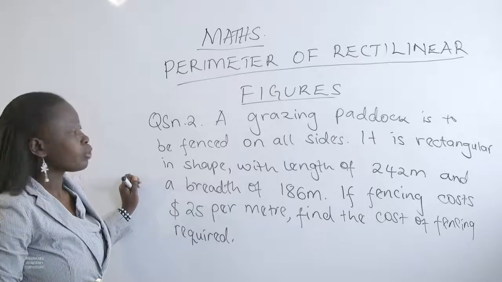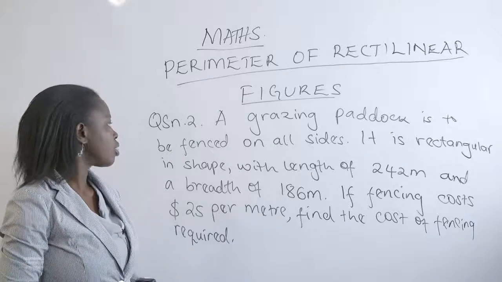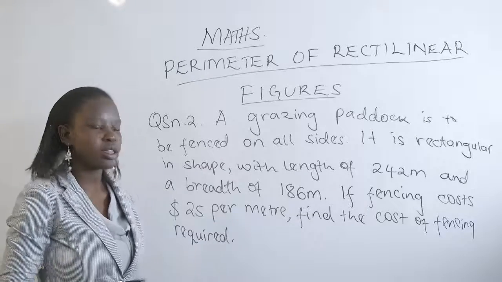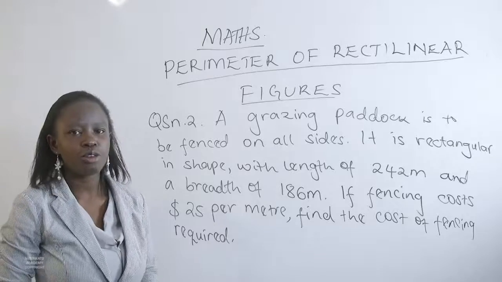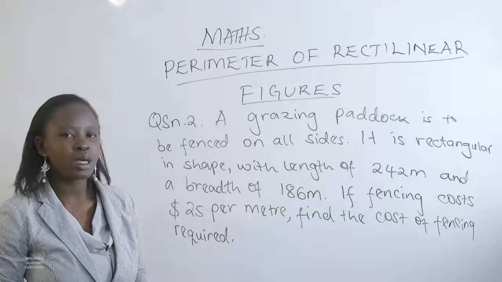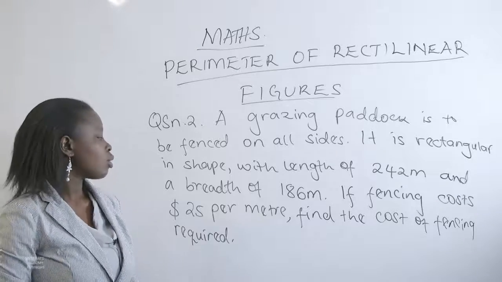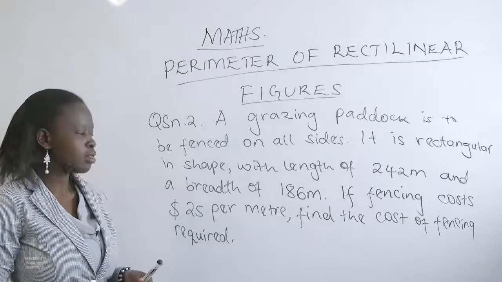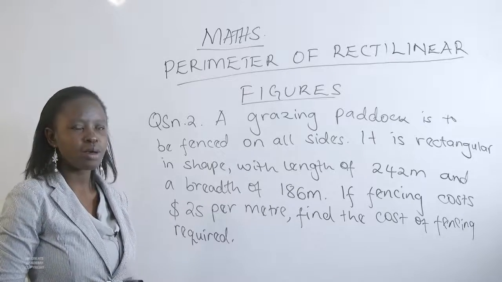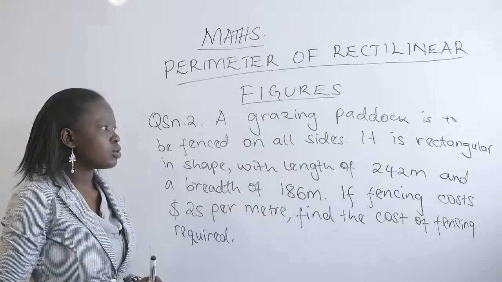So we have a question that a grazing paddock is to be fenced on all sides. It is rectangular in shape, with length of 242 meters and breadth of 186 meters. If fencing costs $25 per meter, we are supposed to find the cost of fencing that is required. So what do we do?